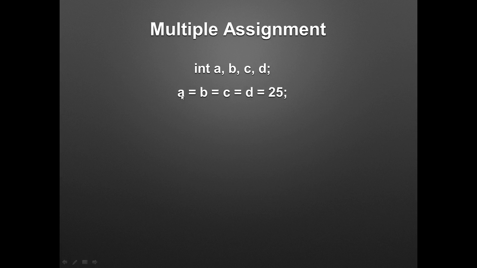Once they're declared, you can assign each of these variables using the assignment operator as many times as you want. So for instance here, this literal 25 will be assigned to the variable D, which then holds the value 25 and will be assigned to C. C will be assigned to B, which again holds the value 25, and then B will be assigned to A, which will now also hold the value 25. So the value 25 keeps getting copied into all of these variables, and that's multiple assignment.